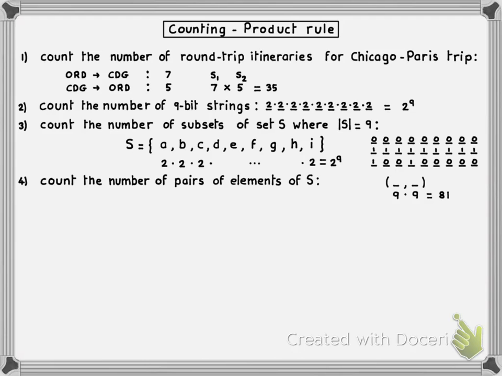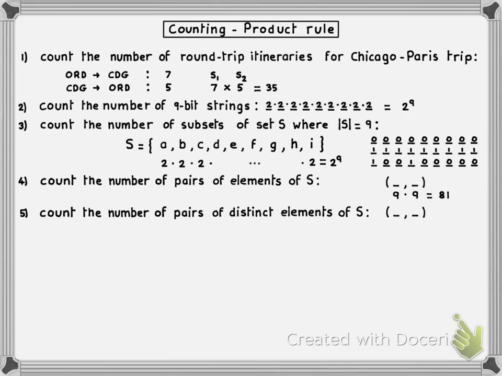Now let's look at a slightly different example. We still have a set S with cardinality 9, but now we're counting the total number of pairs of distinct elements, which means the first element of the pair must be different from the second element. So how many ways do we have to build such a pair?